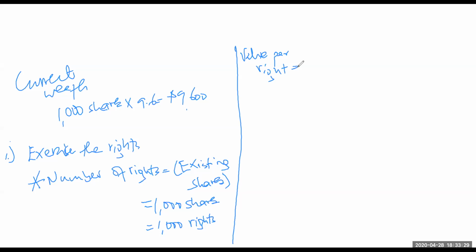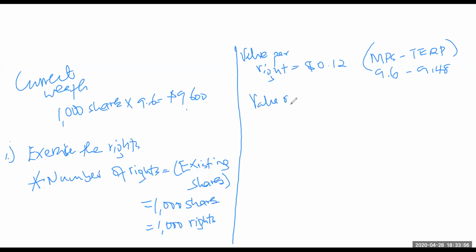So we got 0.12. It is simply equal to the current market price per share minus the theoretical ex-rights share price, which was 9.6 minus 9.48. This shareholder, don't forget, is taking up the offer, so consider the value of the shares after she takes them up.